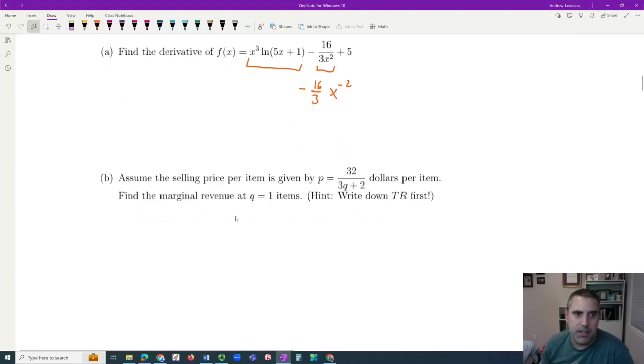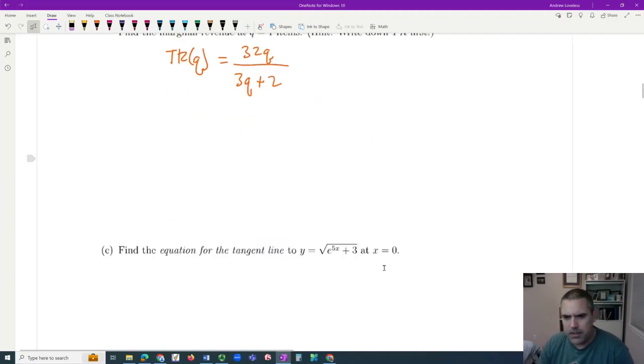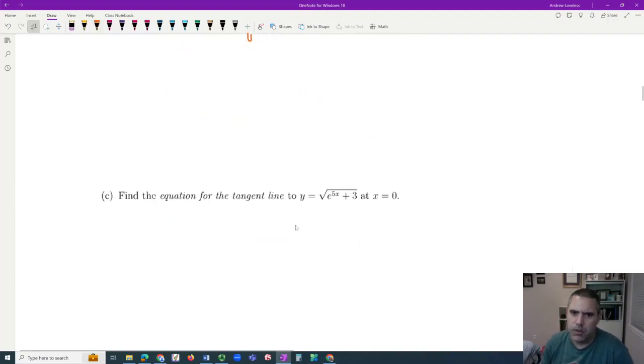Assume the selling price is this, find the marginal revenue. You'll have to remember various things, that total revenue is price times quantity, so you'll have to multiply this times Q. That will do a little bit of review of our business functions if you don't know this, and then we'll take the derivative of that. That'll require what's called the quotient rule. We'll talk about that. Find the equation of the tangent line. Once again, this will require our derivative.